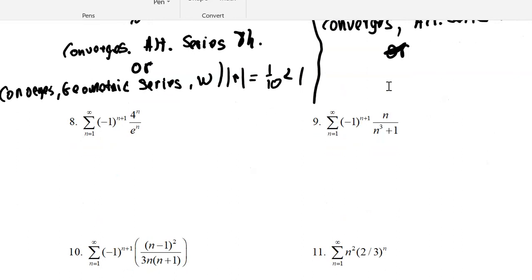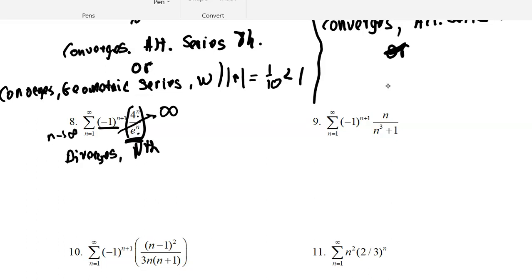8. This should alternate as long as this is always positive, which it would be. What we need to make sure of then is, would this general term in here decrease towards 0? So what is our limit here as n goes to infinity? We would hopefully recognize these are both exponential functions, 4 to the n and e to the n. 4 to the n grows faster than e to the n, so our limit is infinity, so it fails one of the conditions of the alternating series theorem, so this would diverge.